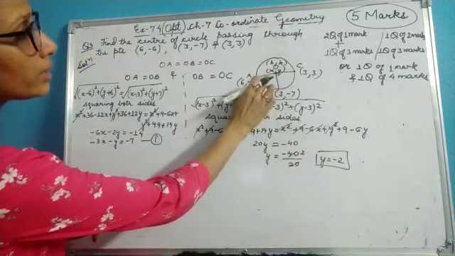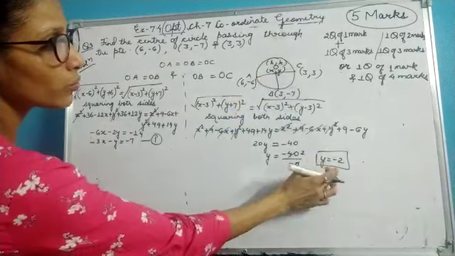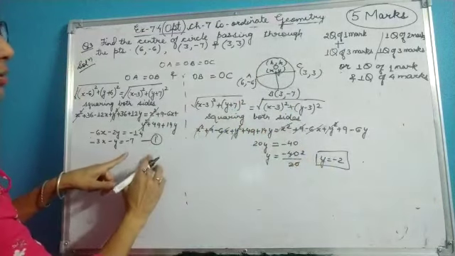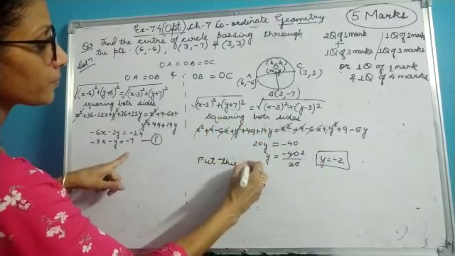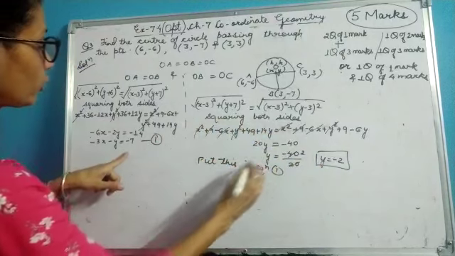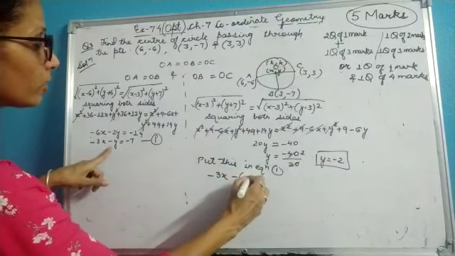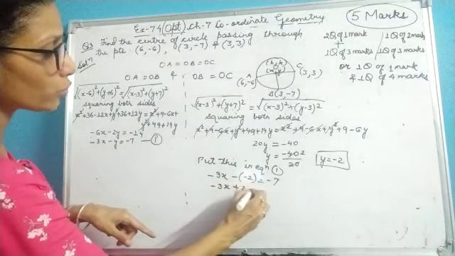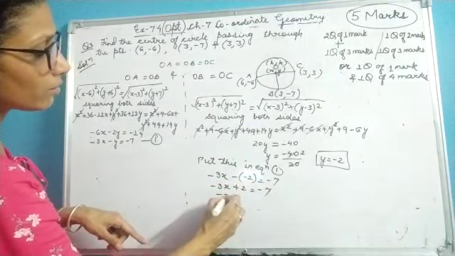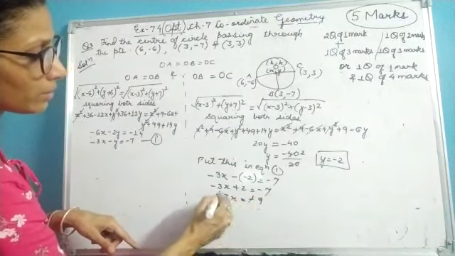That means I need to calculate x and y points. So y is coming out to be minus 2. I can put this minus 2 in equation 1. So I will be getting it as minus 3x minus 2 equal to minus 7, which will be minus 3x plus 2 equal to minus 7. Minus 3x, it will be minus 2. So it is minus 9, minus and minus gone.